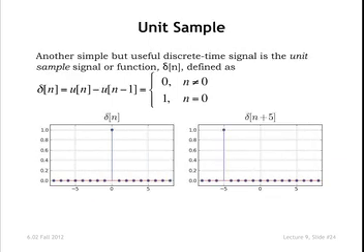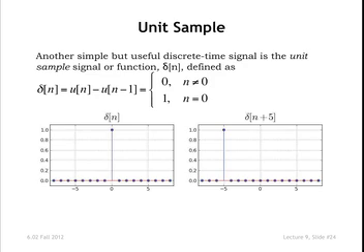Here's another very special signal that we use a lot. It's what's called the unit sample function or unit sample signal. So it's an entire signal. It's not just one value. It's a signal denoted by the symbol delta of n. It's 0 for all positive and negative time, but at time 0, it has the value 1. So that's the unit sample.